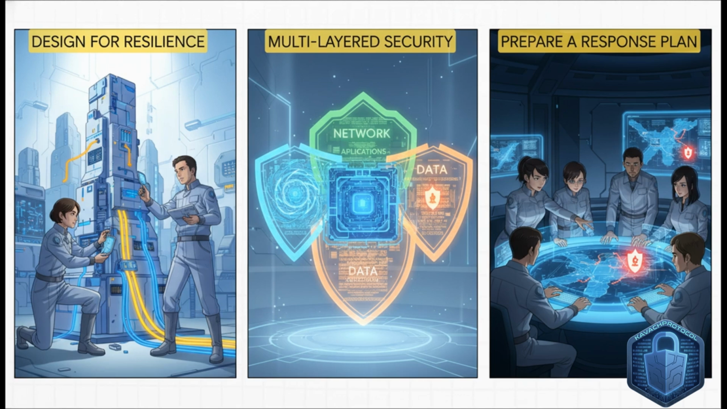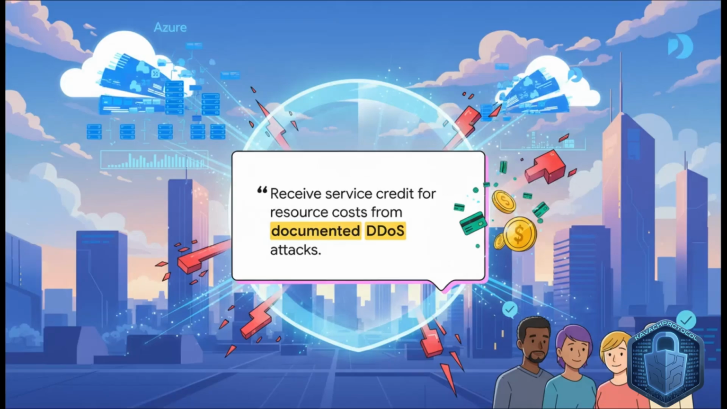Second, you have to think in layers. Remember the WAF we talked about? It's that same idea. You need security for your network, for your app, and for your data. And last but not least, have an incident response plan ready to go. You need a playbook so your team knows exactly what to do and can coordinate if an attack ever does get through.